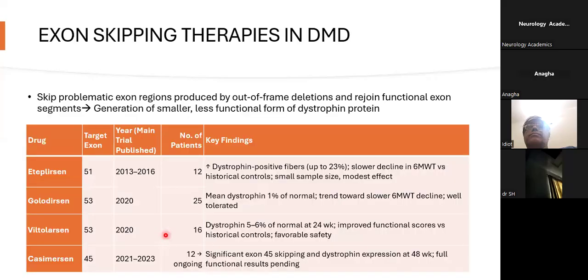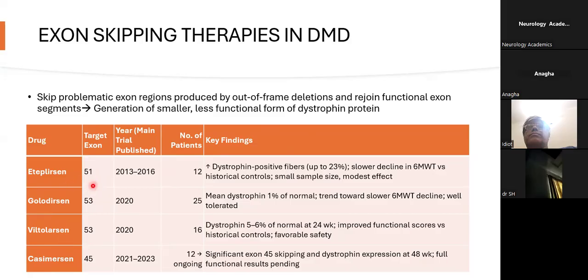First is the exon skipping therapies. Here the process is by skipping the problematic exon regions produced by the out-of-frame deletions and rejoining the functional exon segments, resulting in generation of smaller or less functional forms of dystrophin protein. There are mainly 4 exon skipping therapies that are currently approved by the FDA.